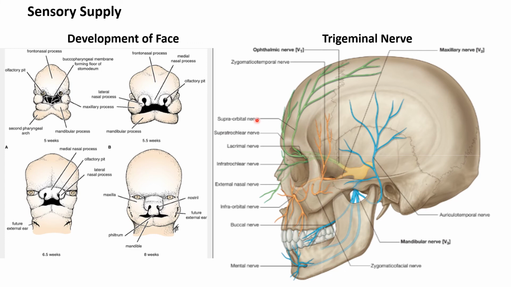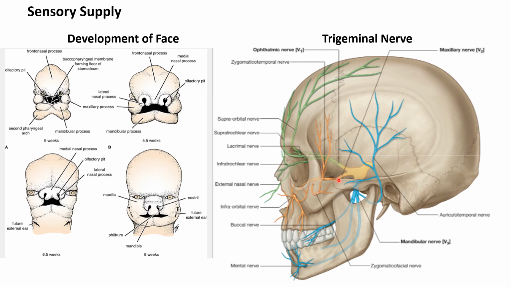The ophthalmic mostly supplies all the derivatives of the frontonasal process. The maxillary supplies the derivatives of the maxillary process, and the mandibular supplies the sensory innervation to the derivatives of the mandibular process. Now, before I go on to help make that diagram, we have to understand one more thing. Let's focus on the ophthalmic nerve.